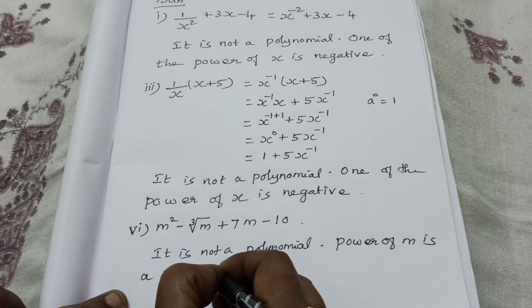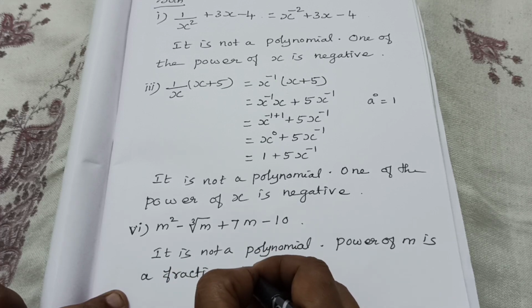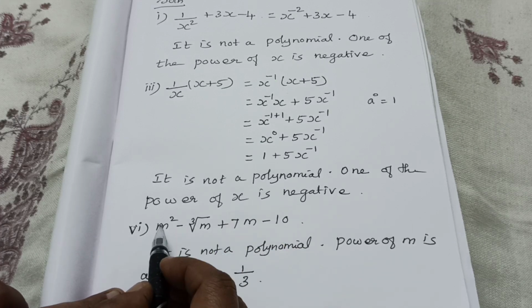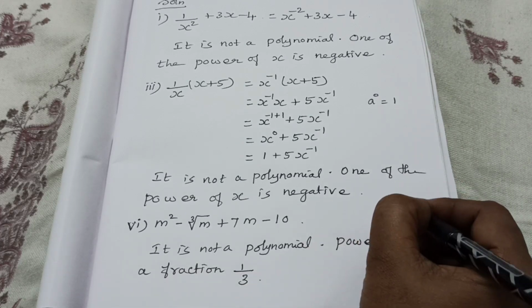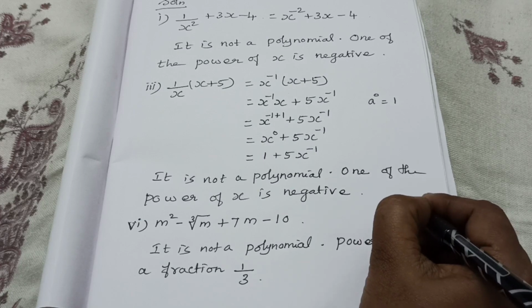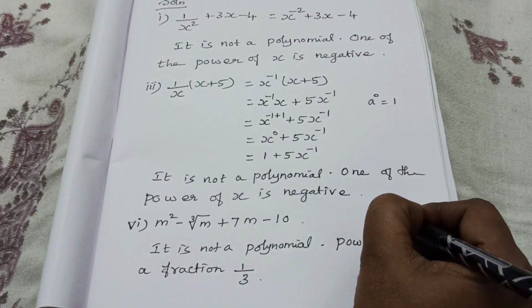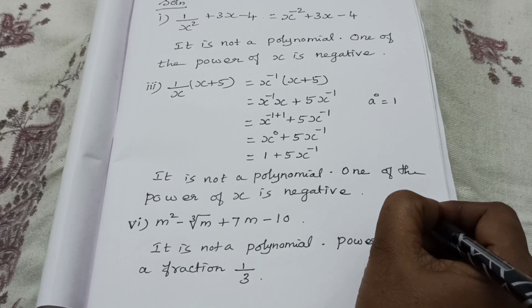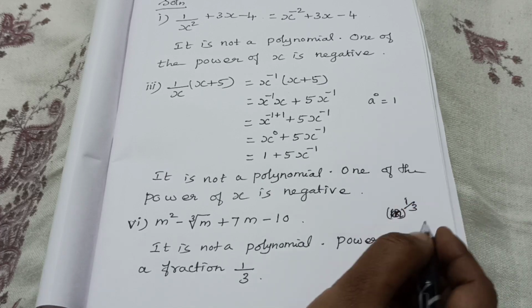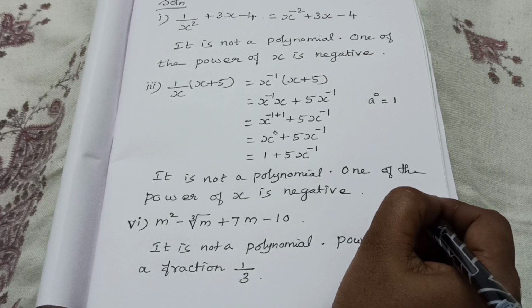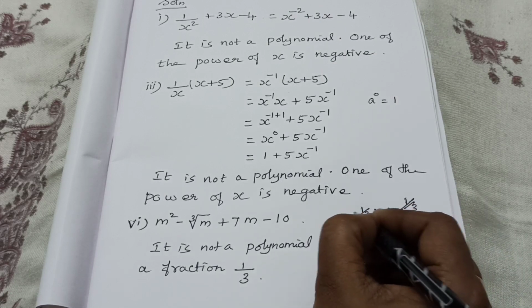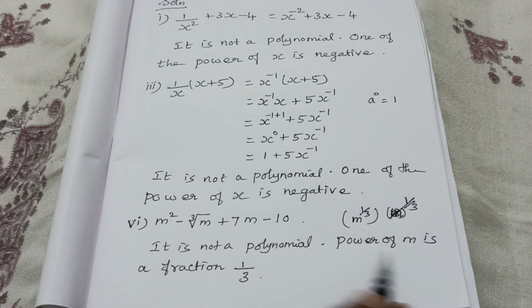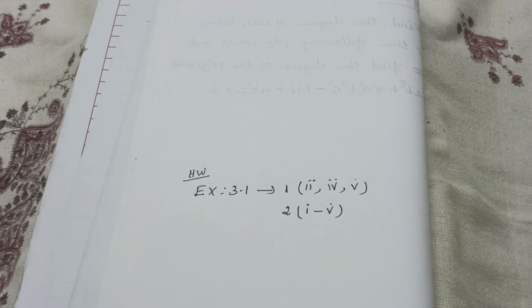What's the fraction here? 1 by 3. Here m square is there, then afterwards cube root of m. Cube root of m we can write as m power 1 by 3. Have you understood? Then the power of m is a fraction, so it is not a polynomial.